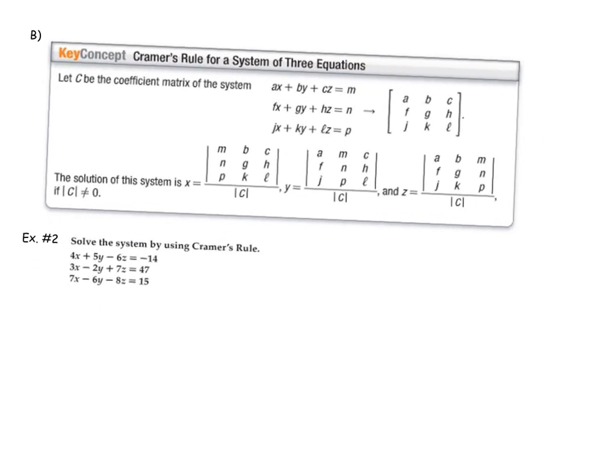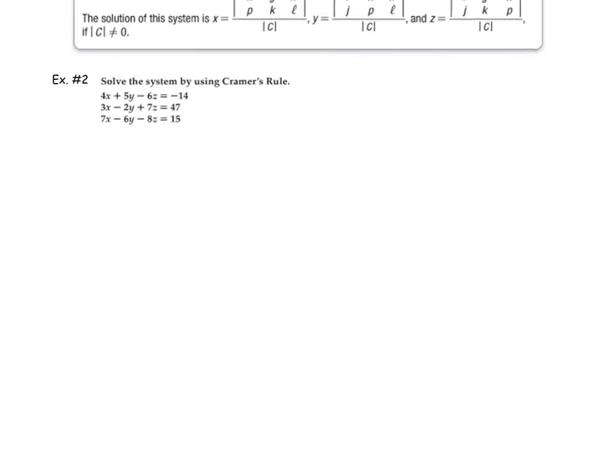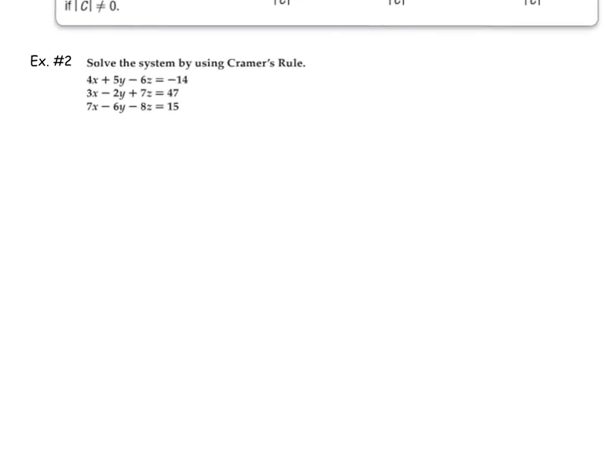Okay, so up here, this shows you how to use Cramer's. So this would be something that you can look at. If you want to do that, I would probably go back and just listen to me do it again, and we're definitely going to be practicing a lot in class. Okay, so here we go. We're going to solve this particular system.